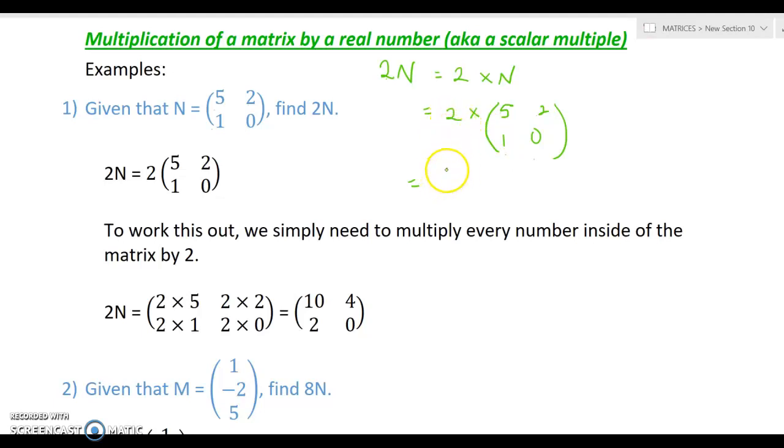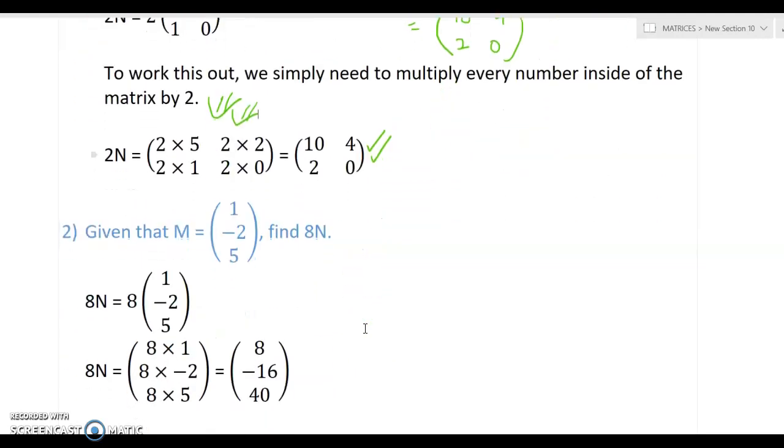So basically, 2 by 5, and I'll work it out one time, is 10, and then 2 by 2 is 4, then 2 by 1 is 2, and then 2 by 0 is 0. You could write it out like this: 2 by 5, 2 by 2, 2 by 1, 2 by 0 to get your final answer here. You don't need to do this part. If you can just work it out in your head to get the final answer, that's perfectly fine. So let's look at some more examples.